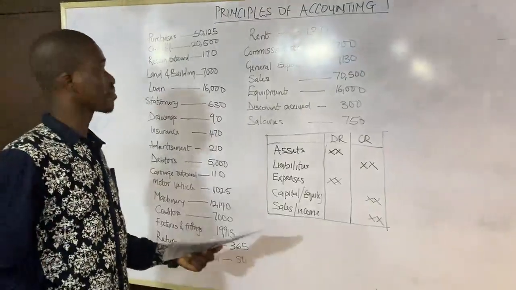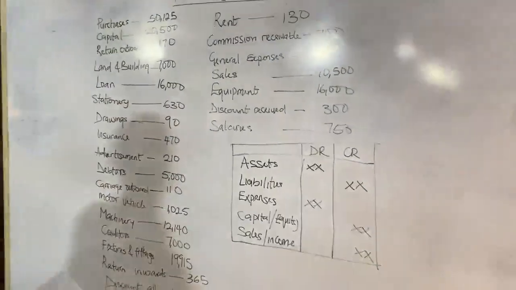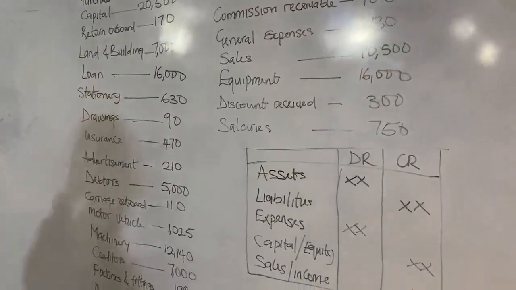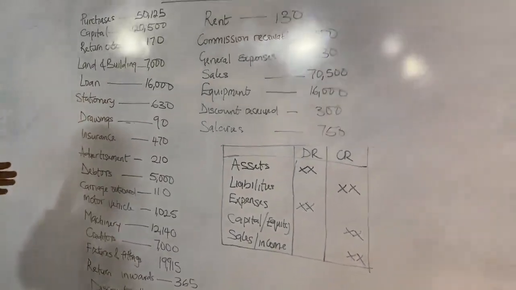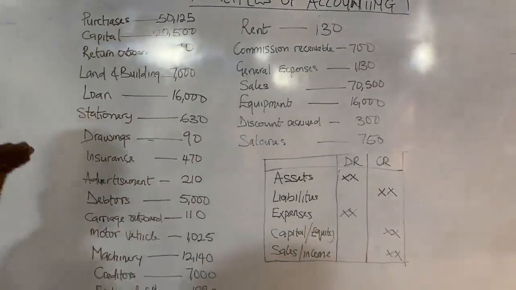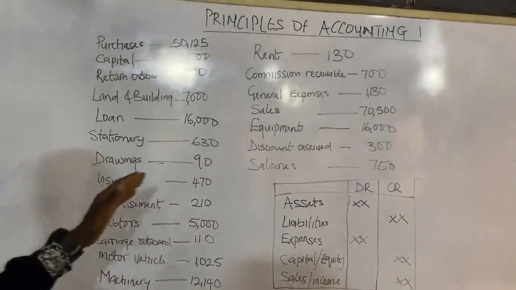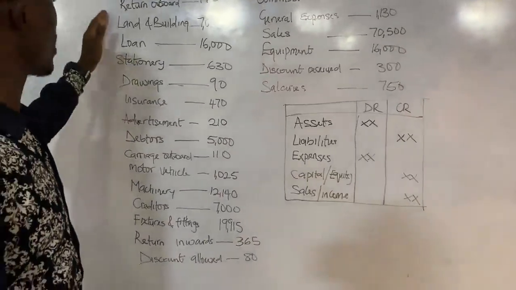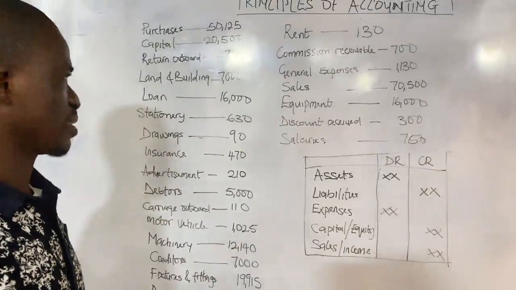Balance is what we want to do. This is a question, so this is prepare. These are balances from the ledger, extracted from the ledger. All the balance brought down, balance brought down. So we now have to post everything on the trial balance.